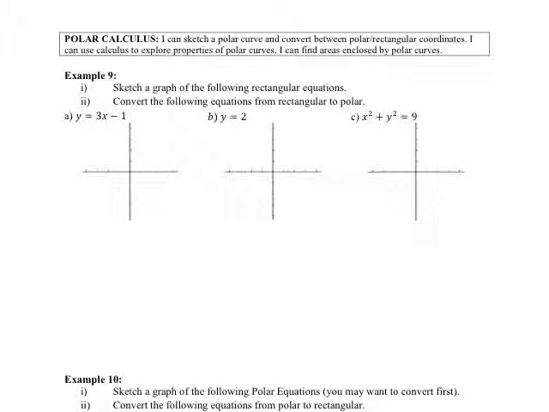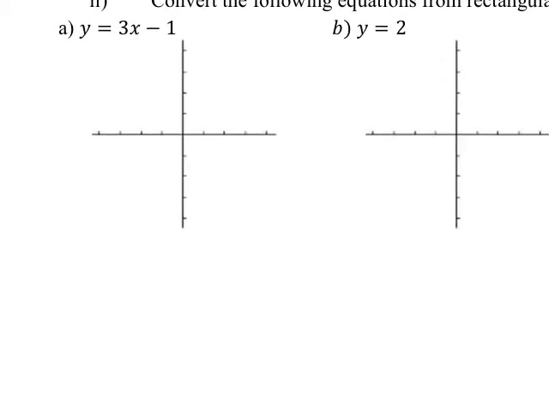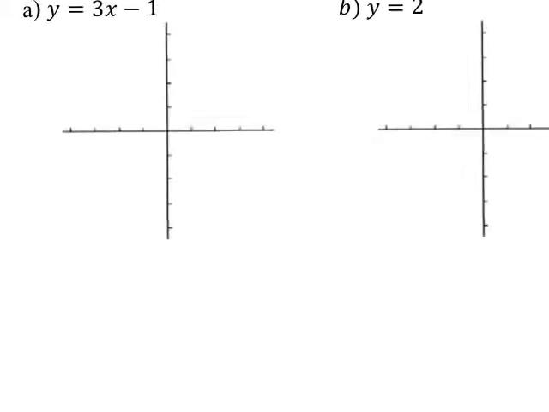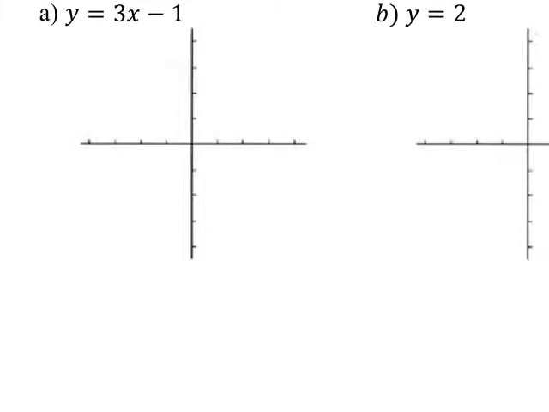Okay, in example 9, we are converting from a rectangular equation to a polar equation. So without further ado, let's just tackle these one at a time. The first problem, we're going to sketch y equals 3x minus 1. That's a line of slope 3. Looks something like that. And we want to convert that to a polar coordinate system.